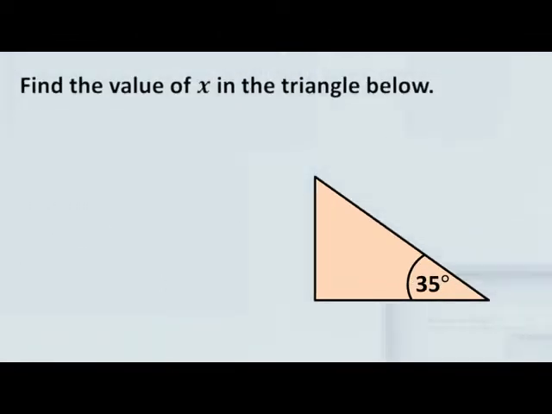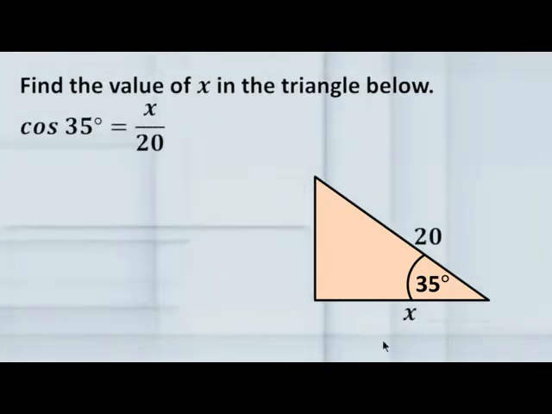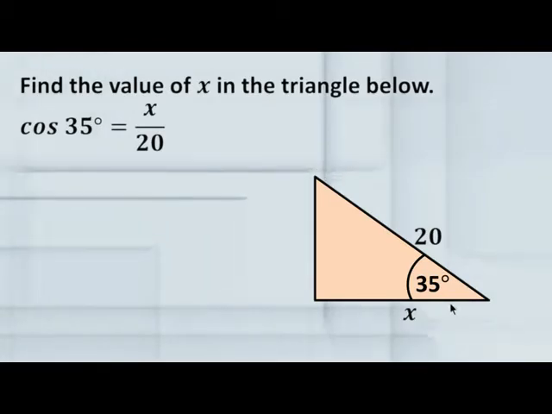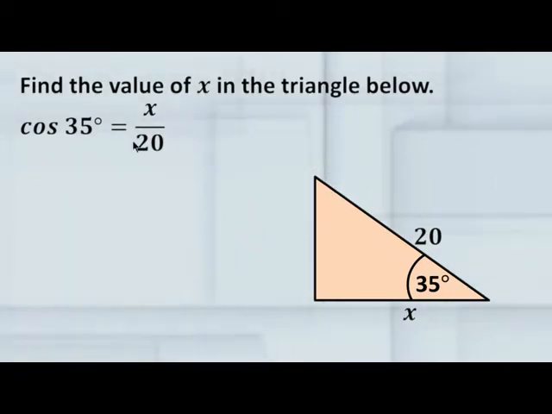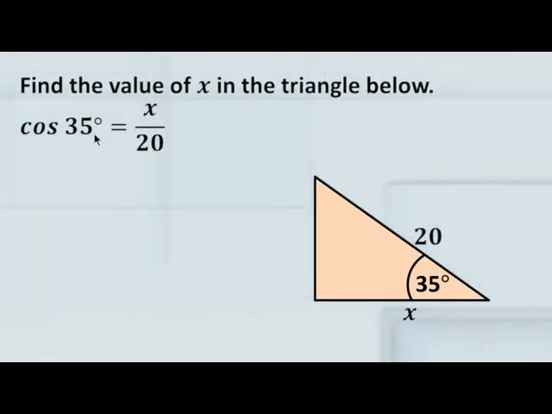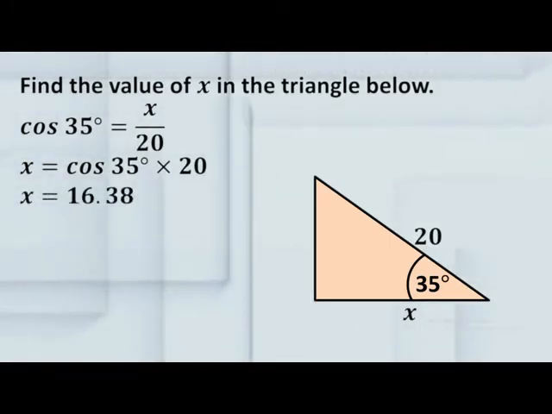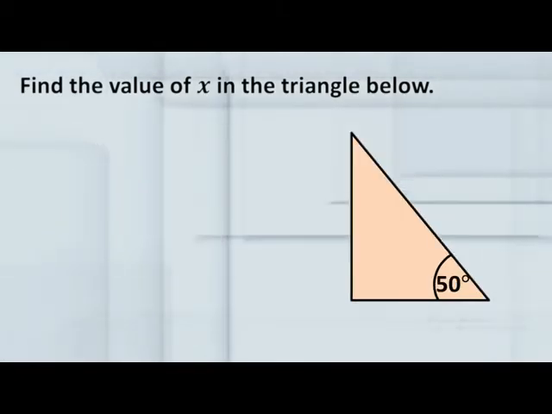Now we're going to find the exact value of x in the triangle below. The angle is 35. As you know, x is the adjacent and 20 is the hypotenuse. So we use cosine, because cosine is adjacent per hypotenuse. So cosine 35 equals x per 20. So x equals cosine 35 times 20. By calculator, you will find that the value of x equals 16.38. That's the value of x. How about this triangle?